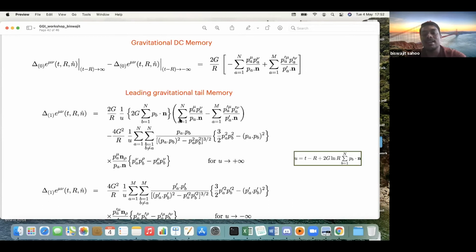But if you go strictly to u of the order of r, up to that large time, then obviously this is subdominant relative to the leading memory.